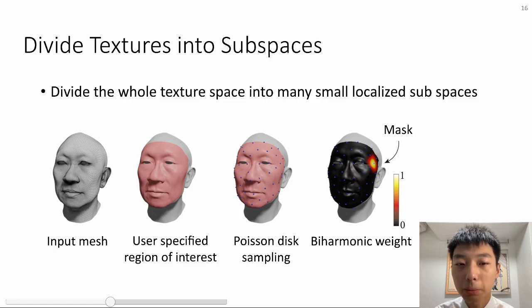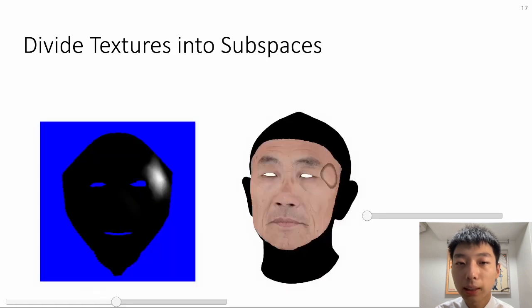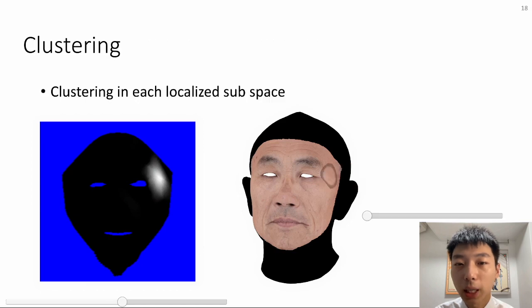We show one of the subspace masks in this figure. We can see it is smooth and localized. Here we can see in one of the subspaces, we extract the corresponding location for every original texture. Then in every subspace, we have the corresponding fragments of the original textures.